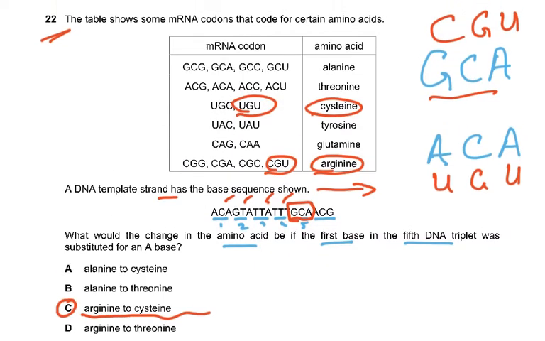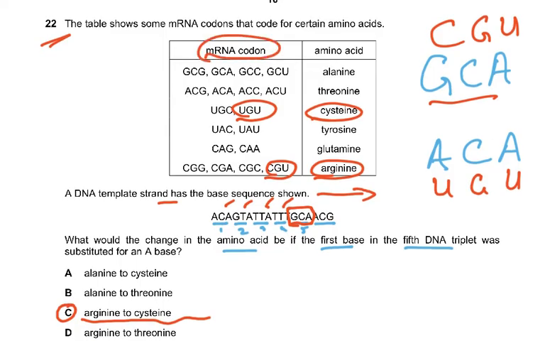Got it? Everybody please remember this is the mRNA codon. So this is the DNA which they have given you. This has T in it, but you have to convert it. So from GCA it went to ACA because they said what would happen if the first base was substituted for an A base.